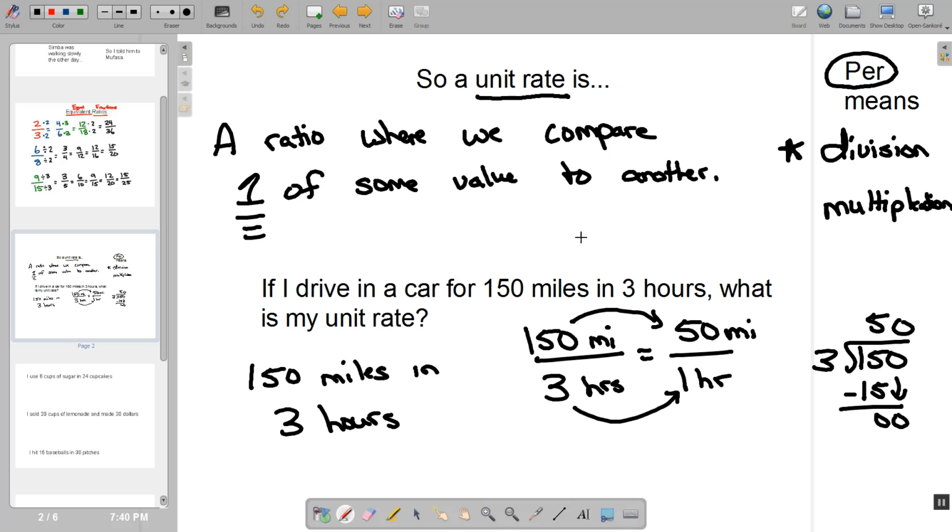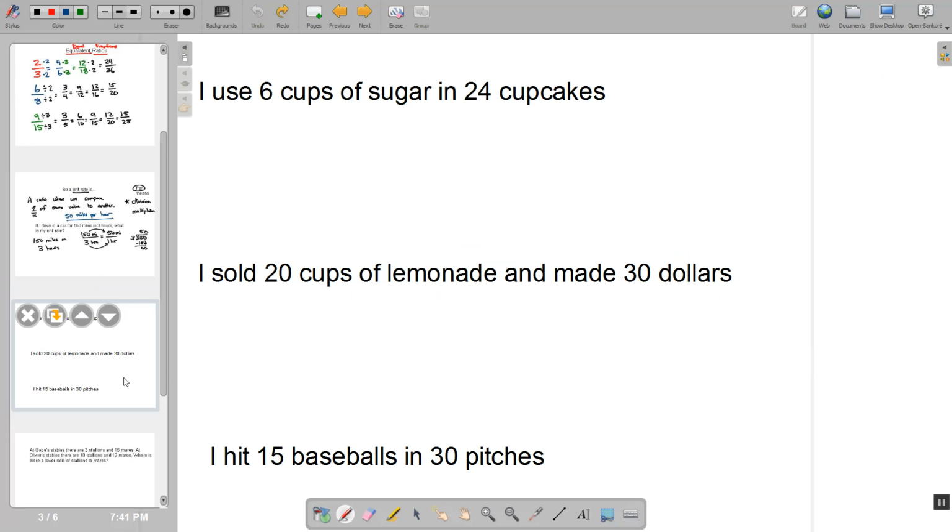Now, here's the nice thing about unit rate and per. These two things are mixed together. Most of the time, we are going to write 50 miles per hour. This is the form that a unit rate is most often written in. Miles per hour, baskets per day, dollars per cup, things like that. So for these 3 problems, we want to write these as unit rates. So we want one of something.